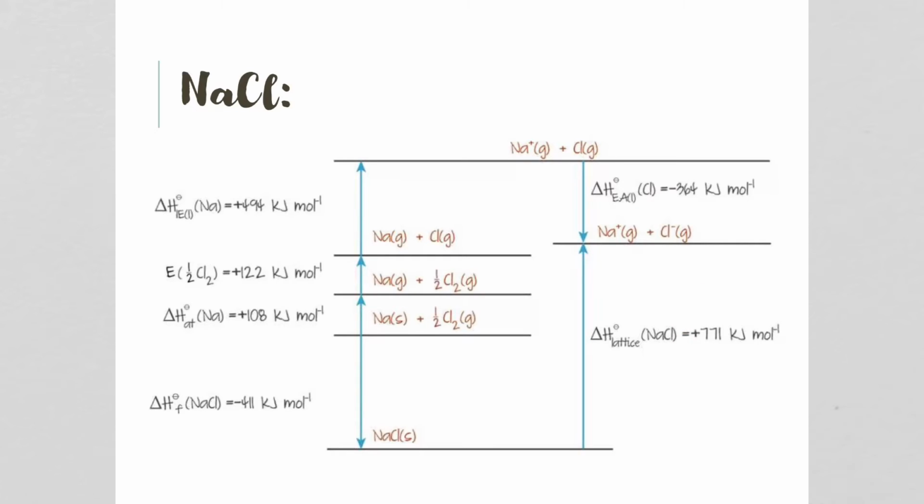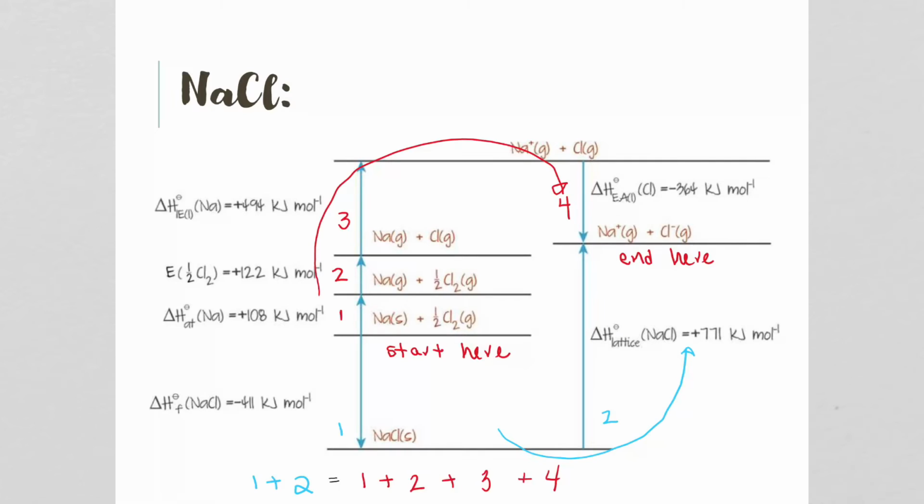So let's talk about that. If we take a look at that, we have this one plus this one plus this one plus this one. We start here and end here. Or this one plus this one, and we end here. If we wrote that into a relationship, this plus this would equal all of those added together.